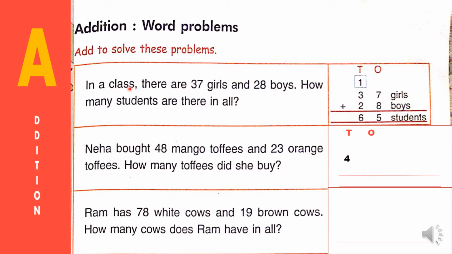In a class, there are 37 girls and 28 boys. How many students are there in all? Already they did some, again I am explaining. Listen carefully. In a class, there are 37 girls and 28 boys. How many students are there in all? So I'm writing 37 girls, 28 boys. If we add these girls and boys, we can find how many students are there in that class.